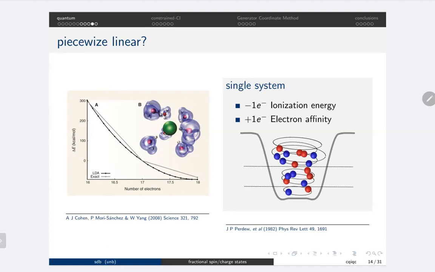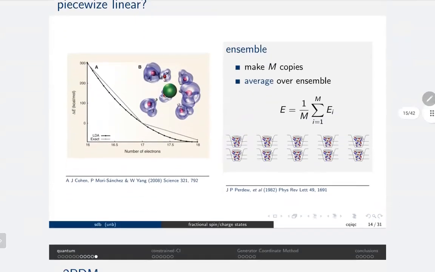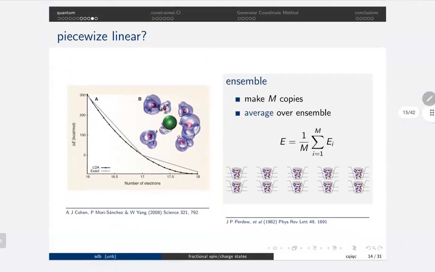And as you can see, LDA does pretty well in that particular case. So that's good. Now, how do you connect point 16, point 17, and point 18? How do I know that that should be a linear curve? Well, the argument is spelled out in detail in this PRL paper from 1982, and you basically make ensembles. Okay? So what do you do?